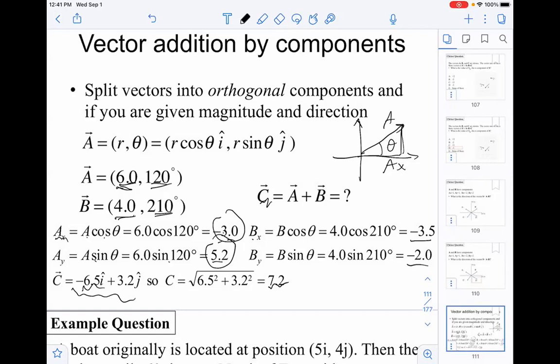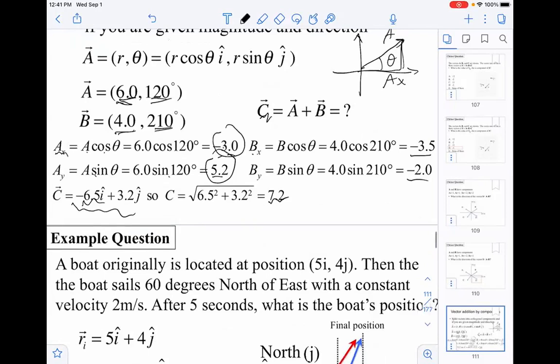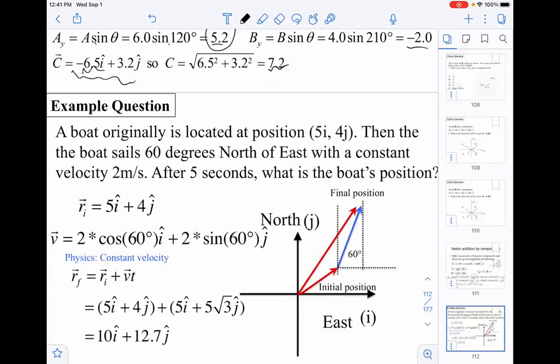So I want to show really quickly an example where vector addition makes it a little bit easier to do. So for example, you have a boat originally located at 5i 4j. So where is 5i 4j? It's right here. It's 5 in the positive X direction and 4 upward. So this is where the boat was.